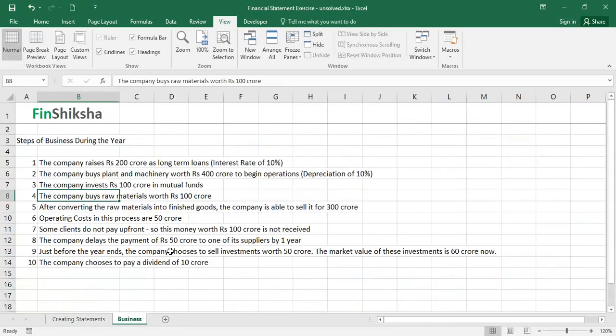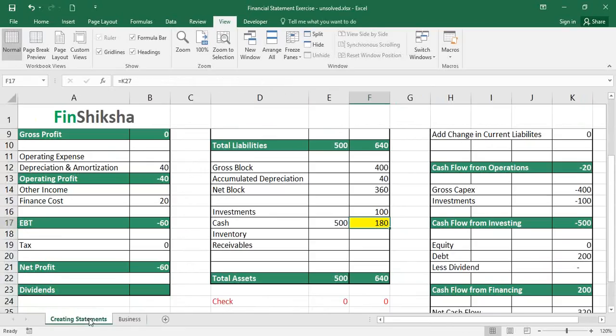You go further, the company buys raw materials worth 100 crore. When they buy raw material worth 100 crore, inventory adds up. So inventory adds up to 100, cash goes down to 80. No change in the overall balance sheet size, that remains 640. The balance sheet, if you see right at the bottom of the screen, is still balanced, correct? So inventory goes up to 100.